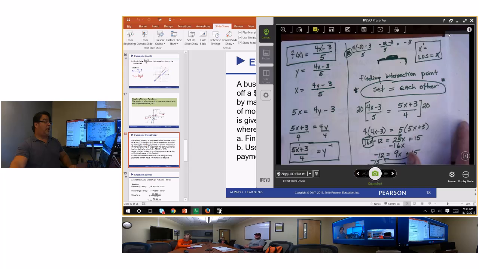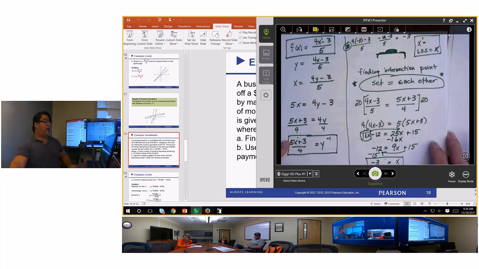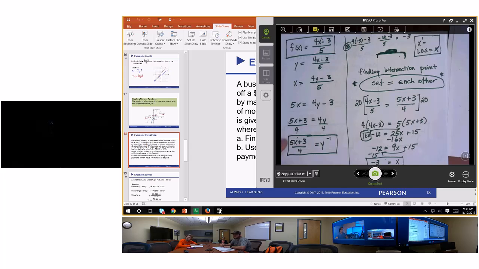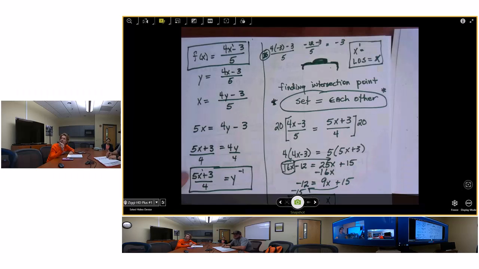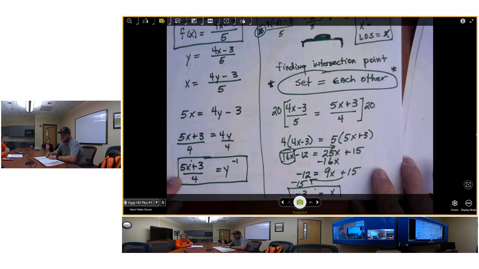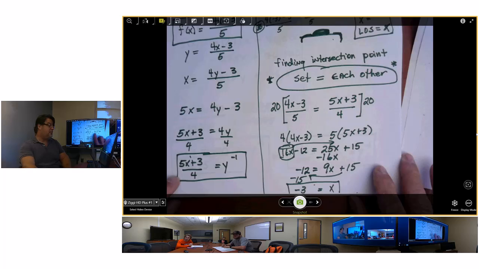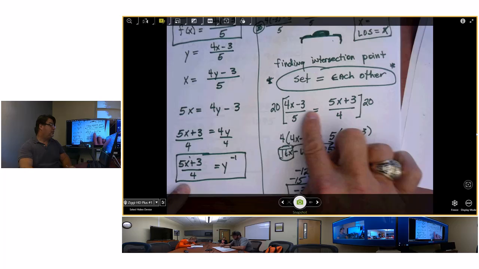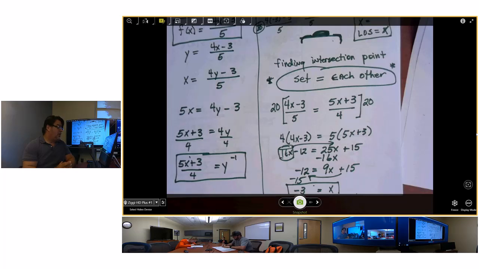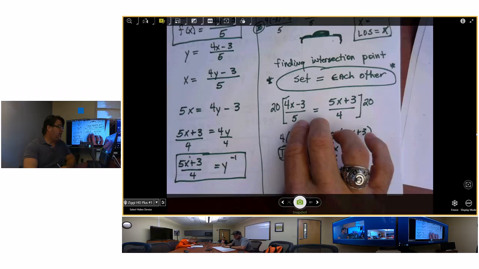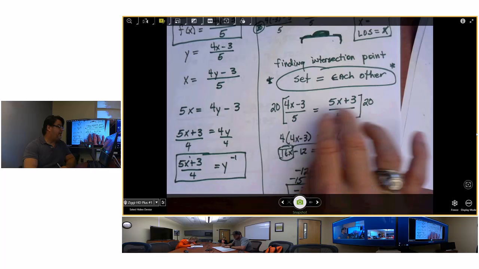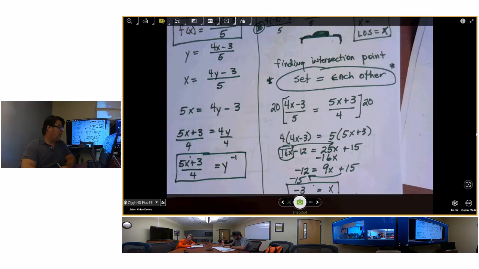This is where I was with that problem. Tell me where I left off. When you squared off the bottom left: 5x plus 3 over 4. All right, and now you want to set them equal to each other. And here's where I set them equal to each other, right there. I multiplied by 20 on each side because 5 times 4 is 20. And I solved it, and I got negative 3 for x.